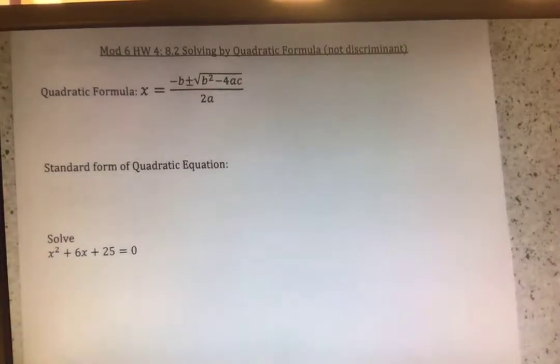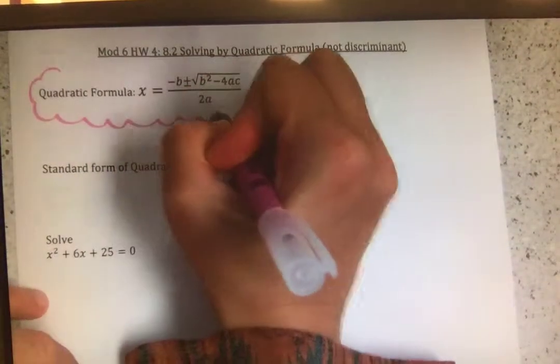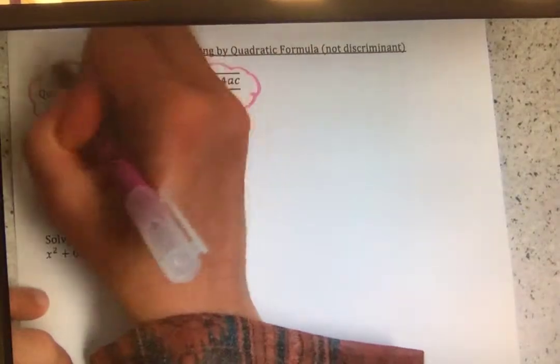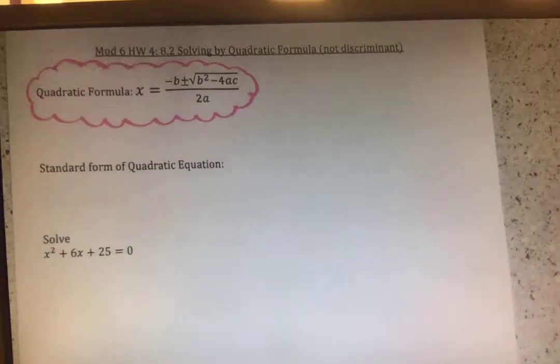This video goes over Module 6 Homework 4, which is solving by the quadratic formula. So our quadratic formula, we have x equals, so it already solves it for us, negative b plus or minus the square root of b squared minus 4ac all over 2a. Yes, you need to know this formula for the test.